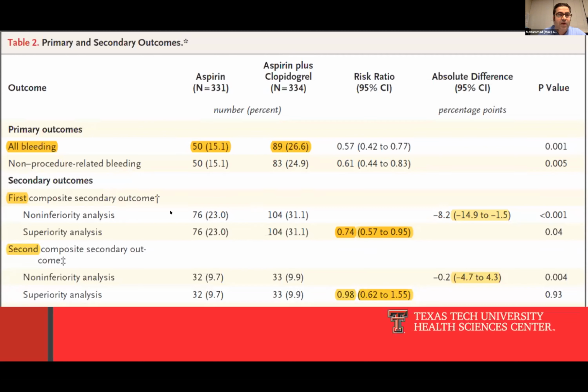Coming back to the secondary outcomes, we talk about two analyses that they did. For the first composite secondary outcome, there was a non-inferiority analysis and a superiority analysis, and both were statistically significant. For the second composite secondary outcome, which was MI and so on, only the non-inferiority analysis was statistically significant, and superiority was not found. But anyway, the majority of them point towards single antiplatelet therapy versus dual.